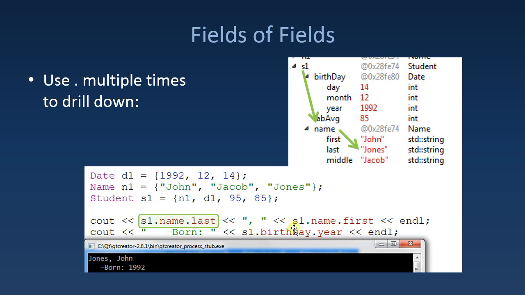And then go to student 1, go to his name, give me the first, and then I want to see the year he was born in. So go to student 1, get the birthday, which is this date type, and in it I want the year. So print that out. And I'd get something like Jones, John, born 1992.